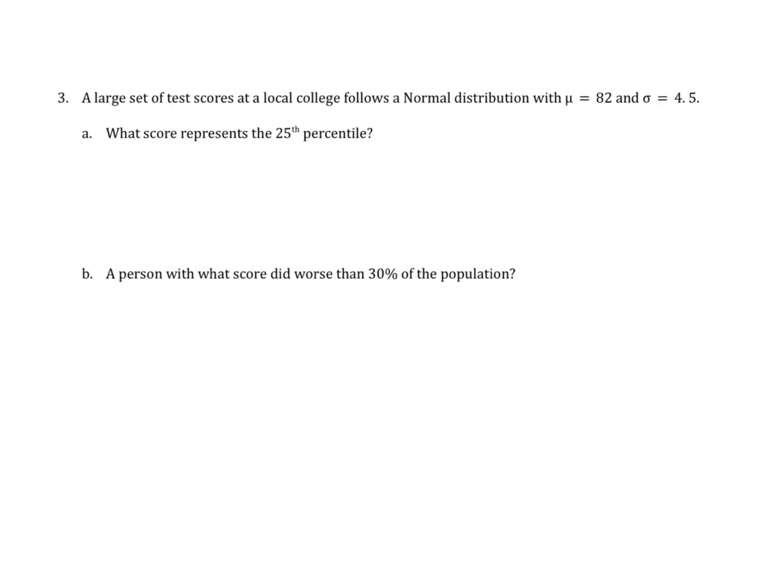Number 3, a large set of test scores at a local college follows a normal distribution with mu equal to 82 and standard deviation equal to 4.5. So this time we have a normal distribution, but it doesn't say standard normal. It's just a regular normal distribution, so we're not using mu equals 0 and standard deviation equals 1. This time we're going with our original values where mu is 82 and the standard deviation is 4.5.